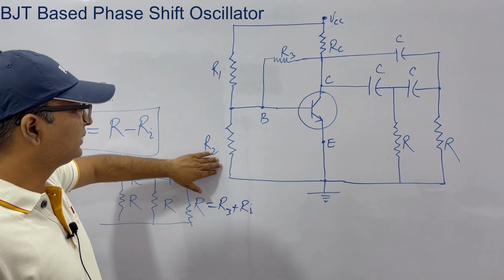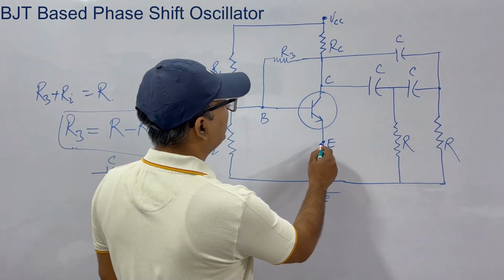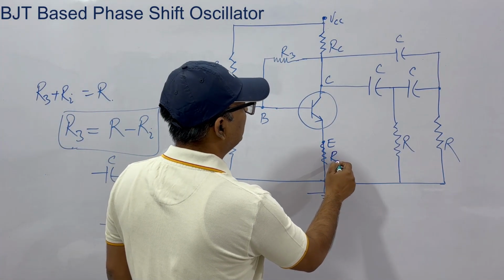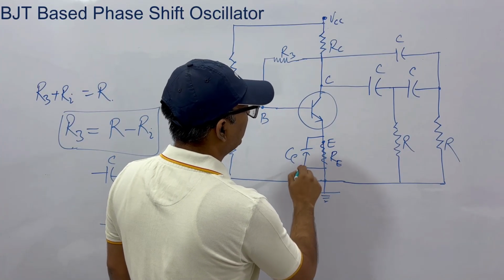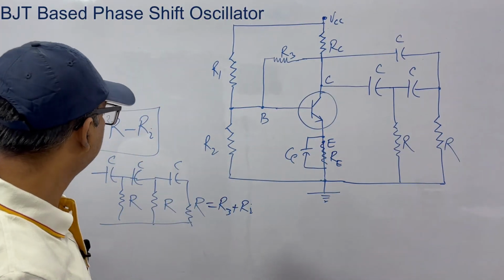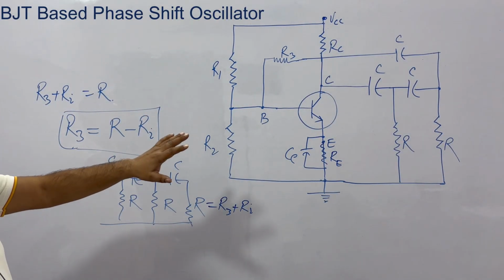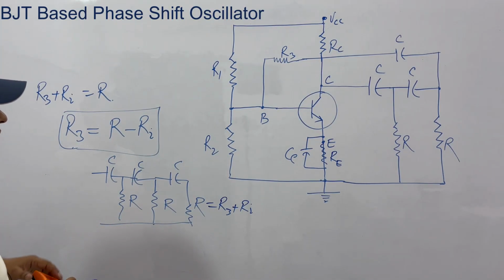These are resistors for biasing, nothing else. Here also we have Re, and we have a capacitor Ce. It basically bypasses this and we get directly to the ground. So I think this is clear to you, so that we can go forward.